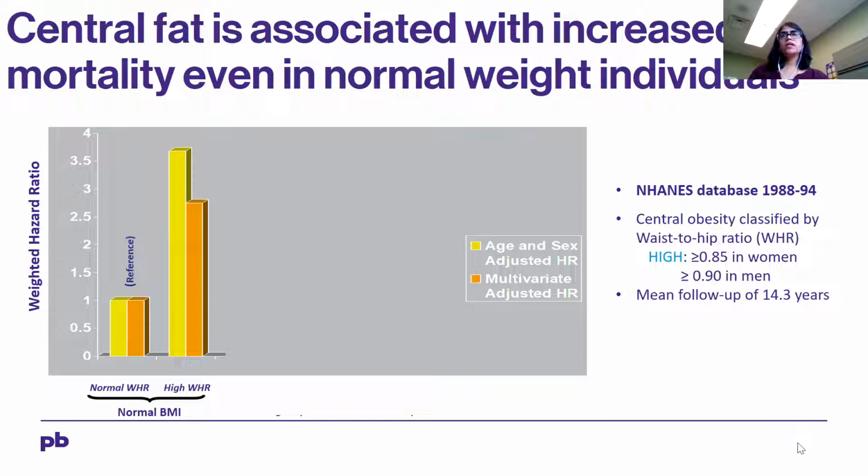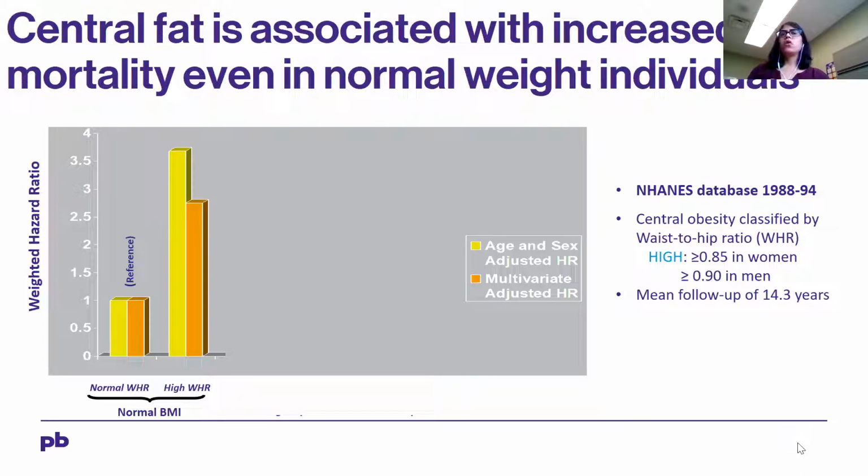What we did in this study was look at the database that NHANES created from 1988 to 94. That was the time when they were obtaining the waist and the hip measurements in the study participants. And we classified central obesity based on the waist to hip ratio. So a higher waist to hip ratio meant that the person was centrally obese. We had different cutoffs for men and women.